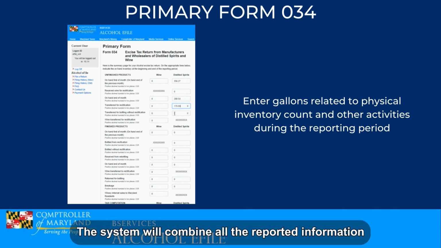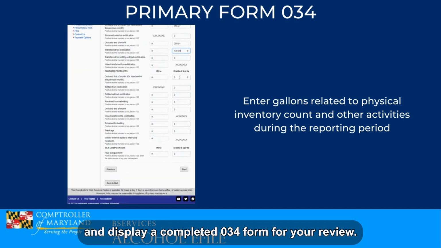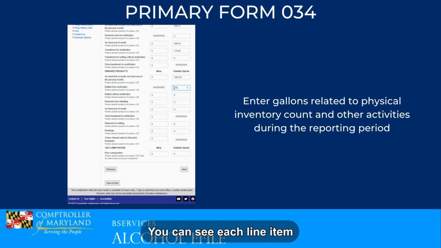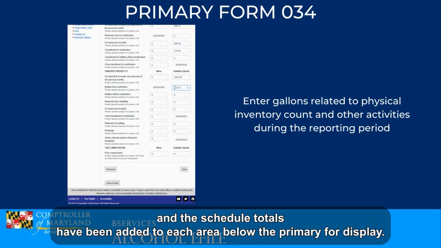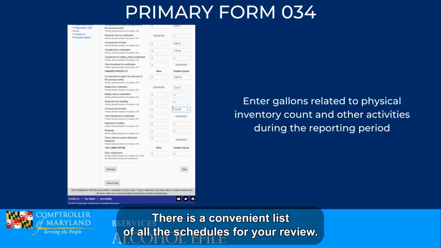The system will combine all the reported information and display a completed 034 form for your review. You can see each line item and the schedule totals have been added to each area. Below the primary form display, there is a convenient list of all the schedules for your review.